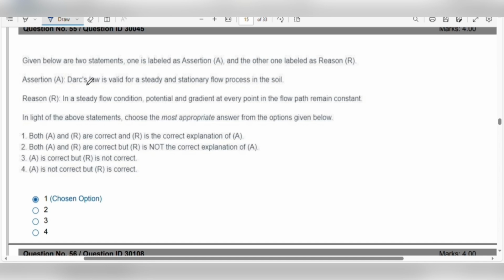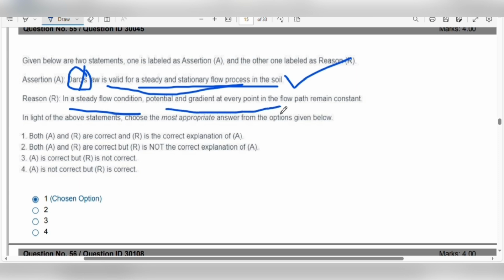Here you can see a spelling mistake. It is Darcy's law. So Darcy's law is valid for a steady and stationary flow process in the soil. This is absolutely true. Why? Because in a steady flow condition, potential and gradient at every point in the flow path remain constant. True. Exactly. This is why Darcy's law is valid for smooth, steady, stationary flow in the soil, and it is not valid for turbulent or transient flow.